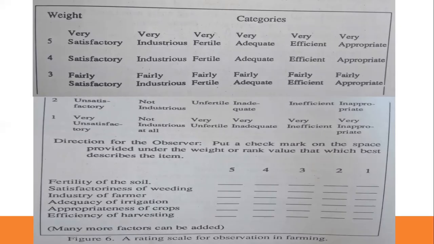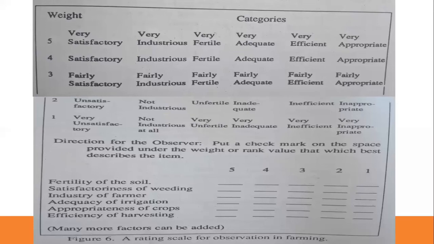Another example of a rating checklist is supposing your research study is about farming, okay? You are studying farmers. Now, suppose farming in a certain community is to be observed, okay? Now, the variables used to rate or evaluate farming paraphernalia and activities are satisfactoriness, industry, adequacy, fertility, efficiency, and appropriateness.